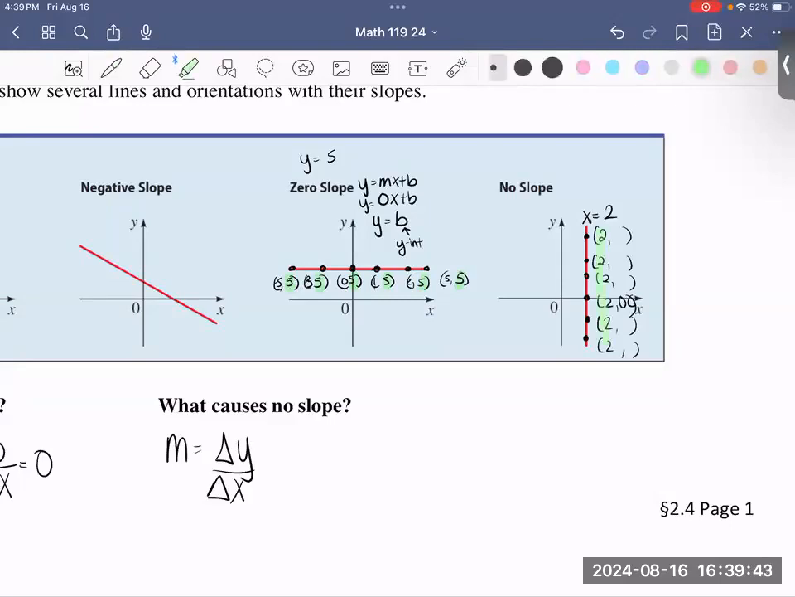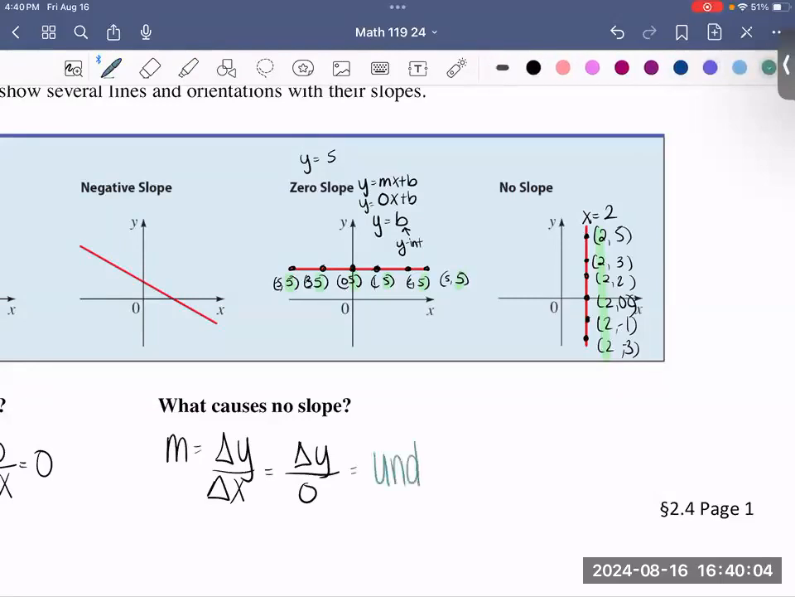So your x values stay the same. In other words, there is no change in x, while there is some sort of change in your y. Which means if there's 0 in your denominator, is that allowed? No, so we're undefined. No slope.